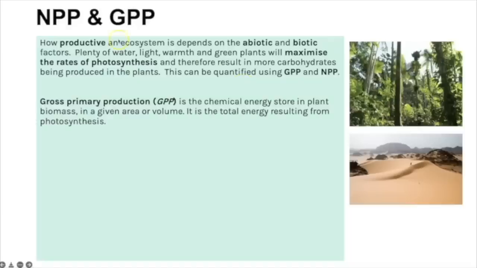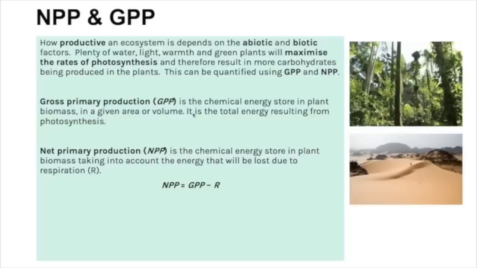So GPP is gross primary production, and it is the chemical energy stored in the plant biomass in a given area, or it could be volume, and it's the total energy resulting from photosynthesis. NPP is the net primary production, and that is the GPP minus the energy that will be lost by respiration. So basically, NPP is the energy you have left to go towards making the biomass.